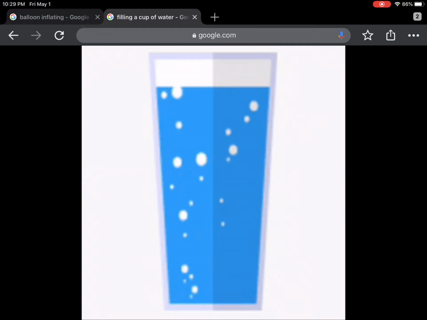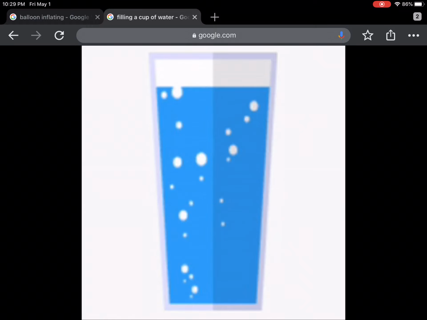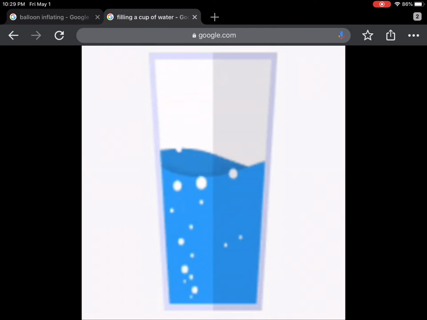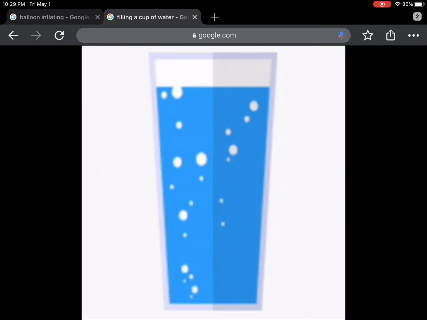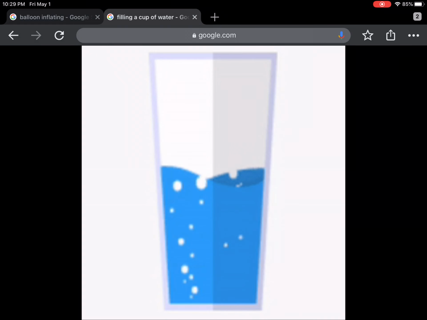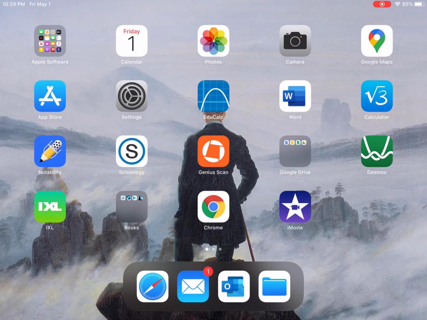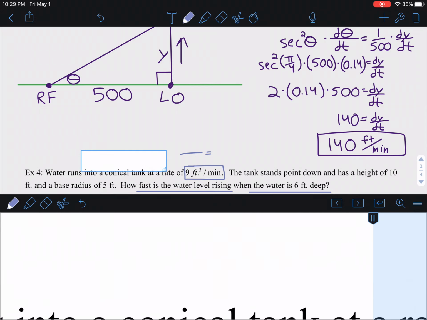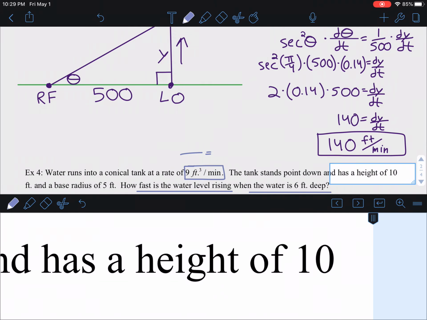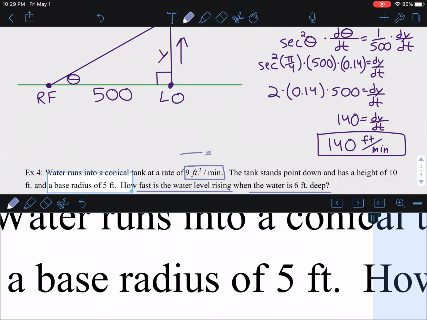Now, this particular glass, you may remember from geometry, is a frustum, right? Which is a cone that's had like the point cut off, okay? And so what you're seeing then when you fill it up with water is that the water is also in the shape of a frustum, okay? This is a really important idea here, okay? Now we're going to deal with a cone that's standing upside down and has a height of 10 feet and a base radius of 5 feet.